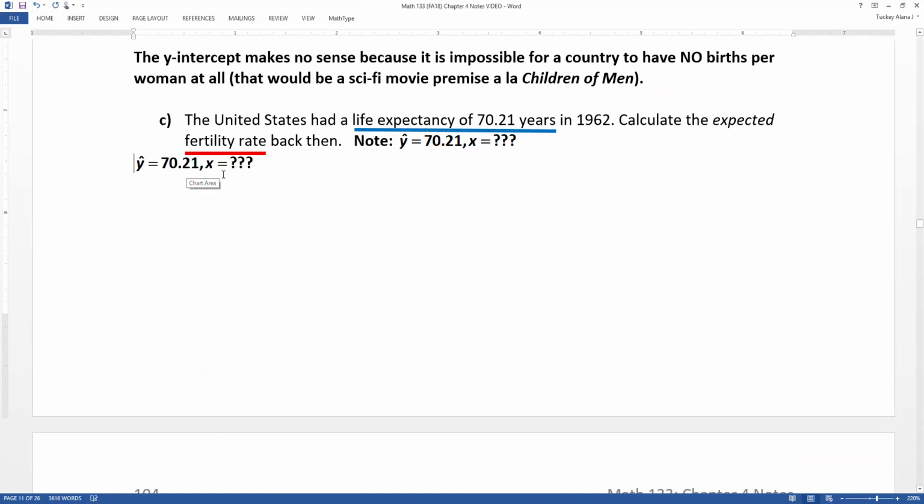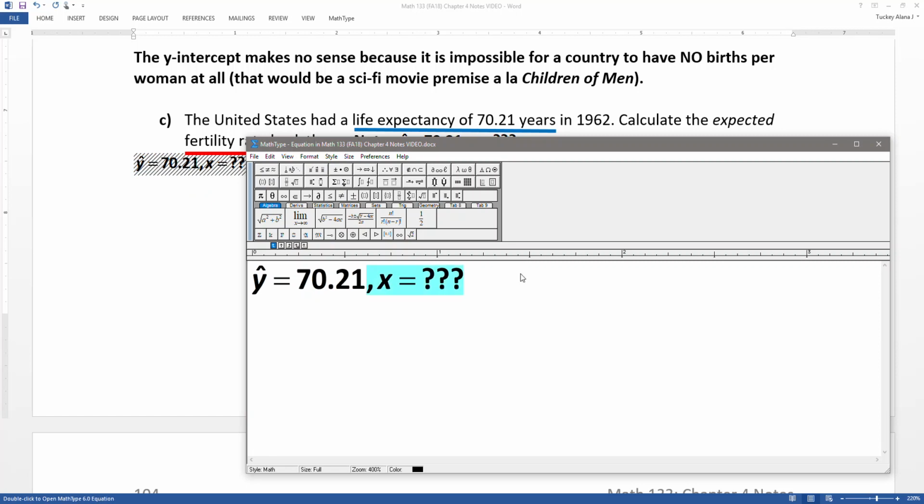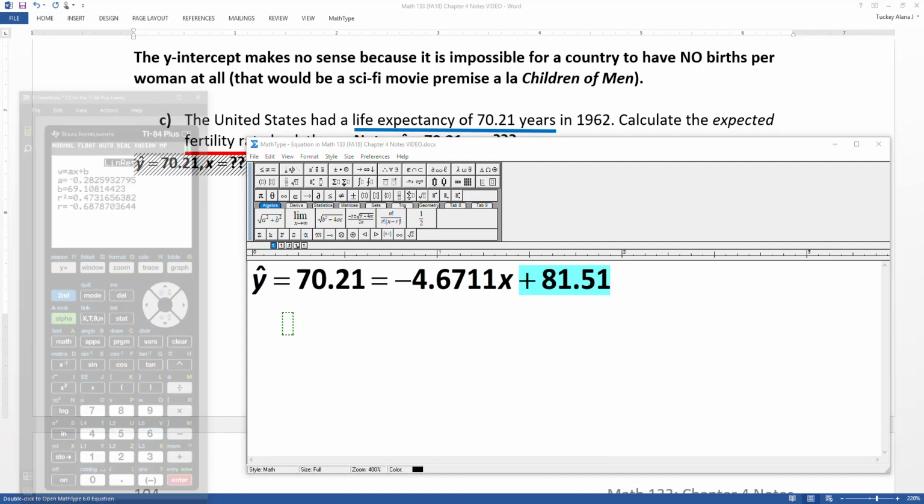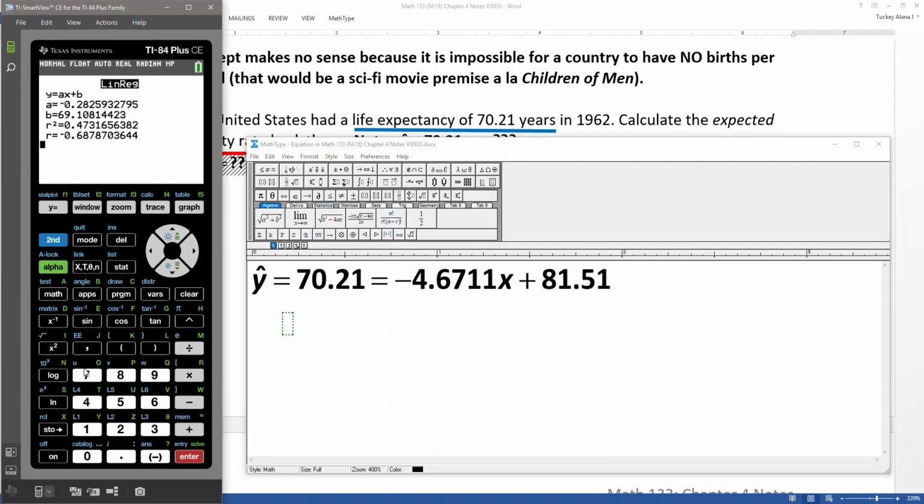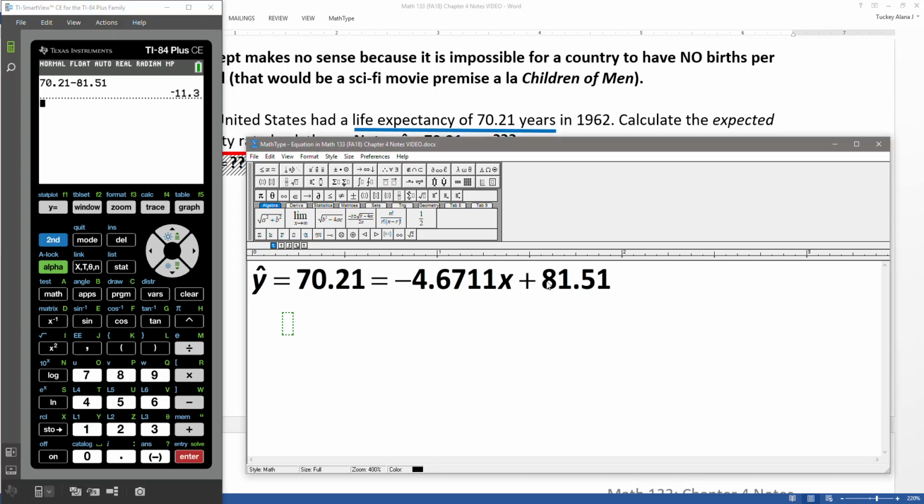All right, so I'm going to set the equation, which is negative 4.6711 x plus 81.51. I'm going to set that equal to the y value, which was 70.21. Now the first thing we're going to do to solve this for x, because that's what we want to do, is to subtract that 81.51 from both sides of the equation. So I'm going to take 70.21. I'm going to subtract 81.51 from both sides. Over here on the right, it's going to cancel out. Over here on the left, it's going to turn into a negative 11.3.